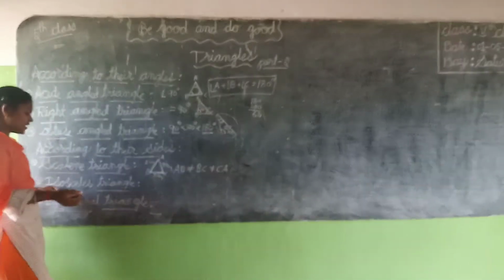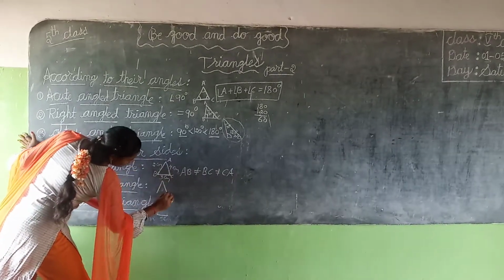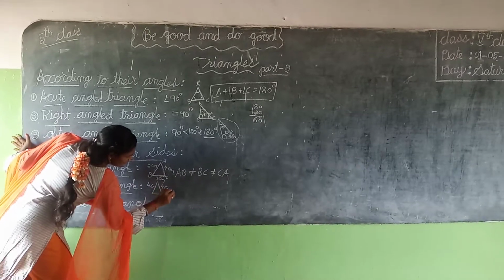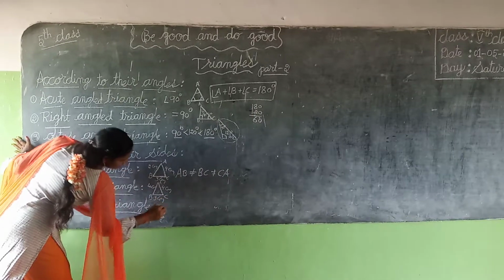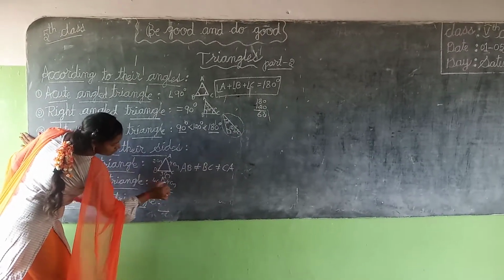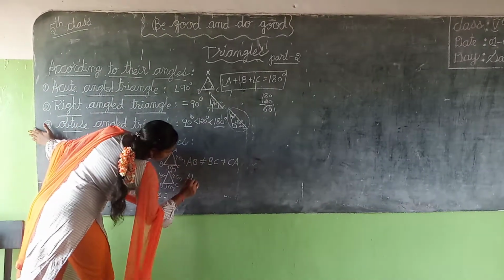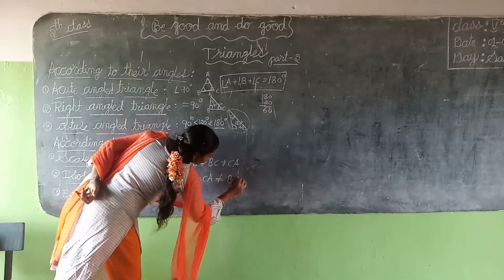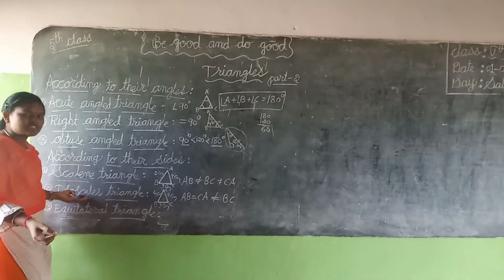The second one is the isosceles triangle. What is an isosceles triangle? Two sides should be equal. For example, this side is 4 centimeters, this side is 4 centimeters, and the third side is 3 centimeters. Suppose AB and CA are equal, 4 centimeters each, and the third side BC is different. So AB is equal to CA but not equal to BC. This triangle is called an isosceles triangle.